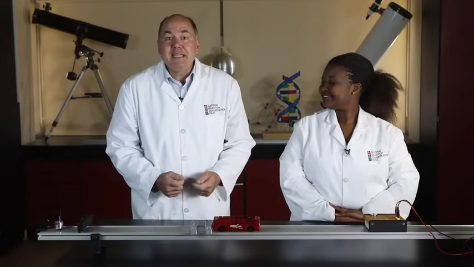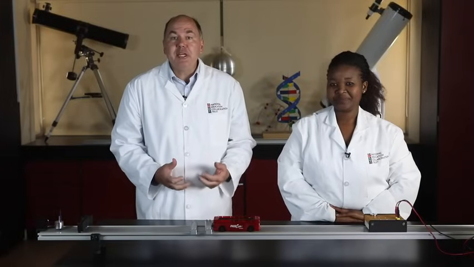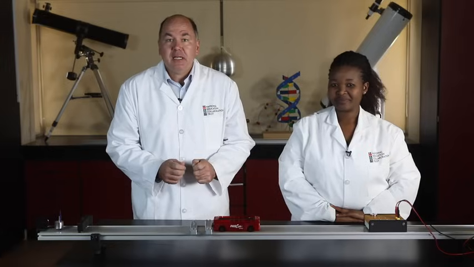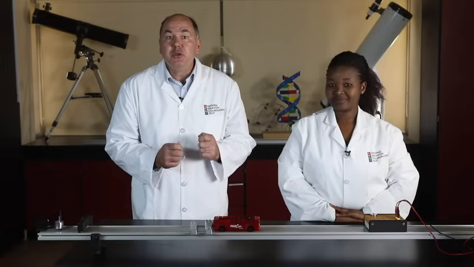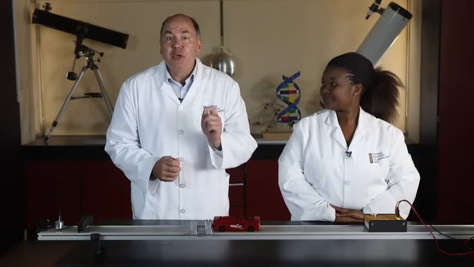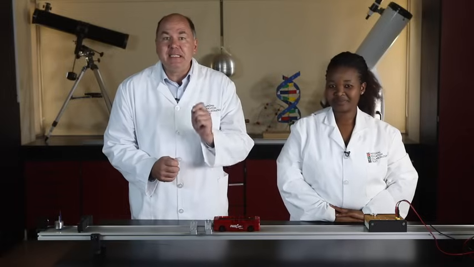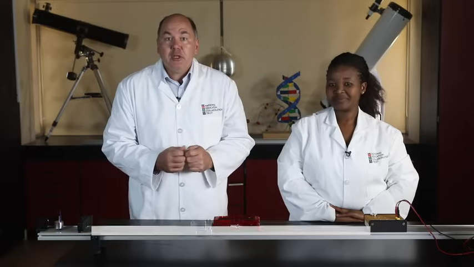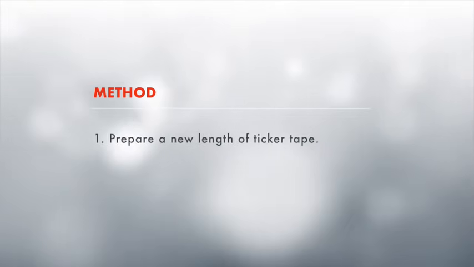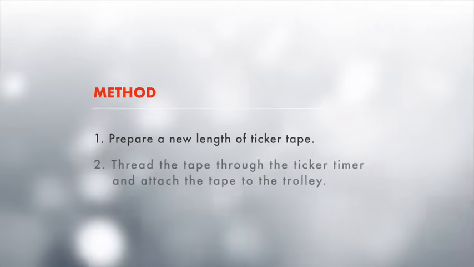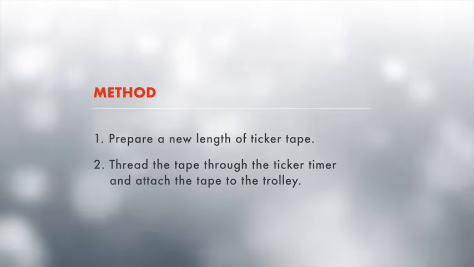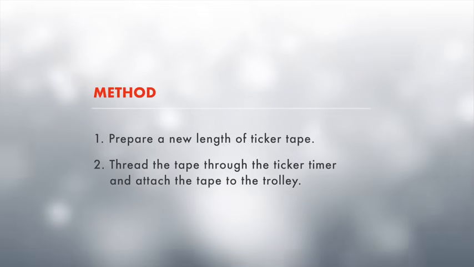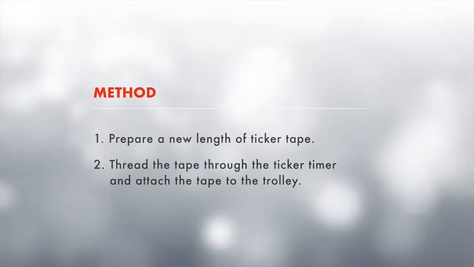Part C investigates the relationship between acceleration and mass, while the net force remains constant. In this experiment, we ask you to write down the method, but we don't need you to explain everything in detail again. The details have been included in Part B. So for instance, you can say, prepare a new length of ticker tape, thread the ticker tape through the ticker timer and attach it to the trolley. You don't have to explain how to measure the length of the tape as we did in Part B.